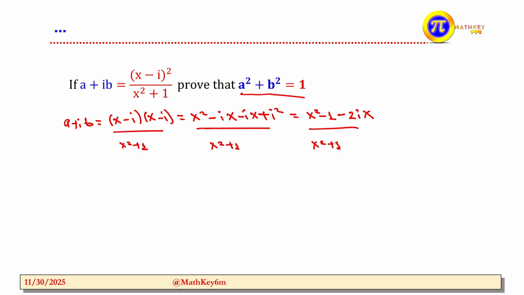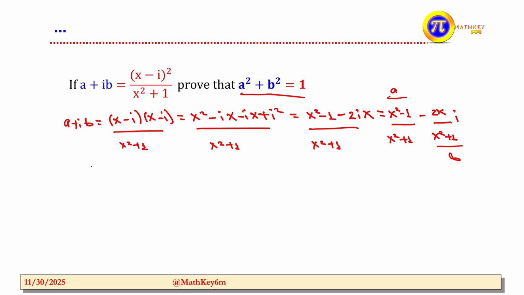So we can express this in the form a plus ib, which is x square minus 1 over x square plus 1, minus 2x over x square plus 1 with i's component. From this, we can find a and b. The real part of the left side, that is a, is x square minus 1 over x square plus 1, and the imaginary part of the left side, that is b, is minus 2x over x square plus 1.